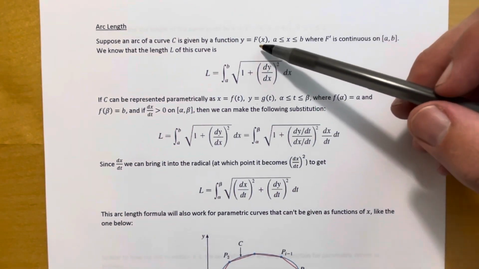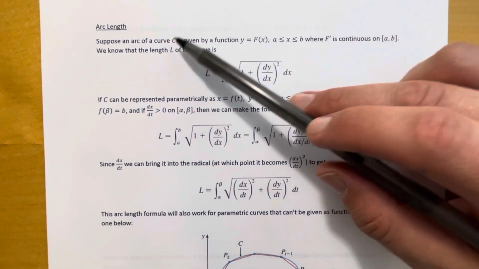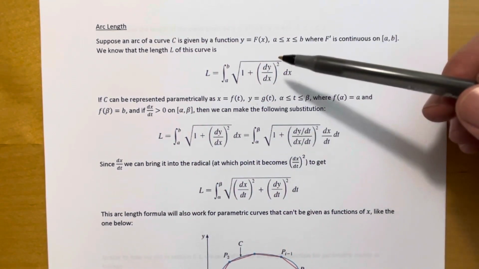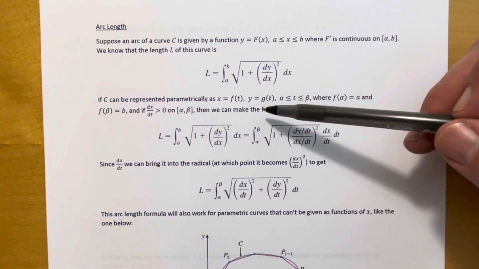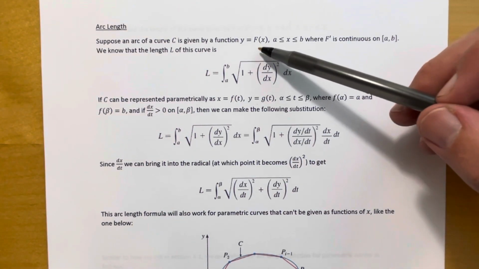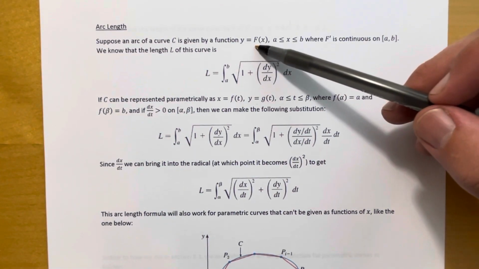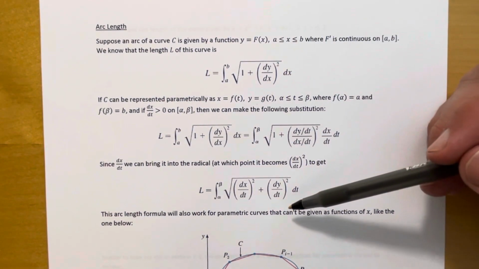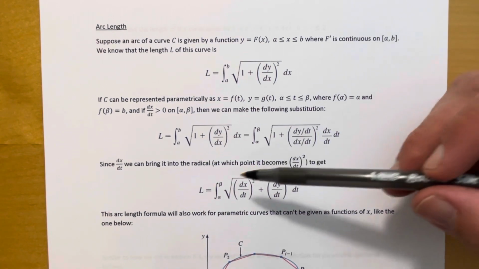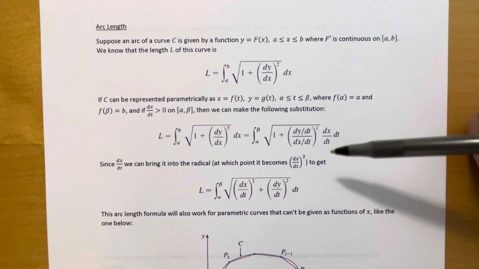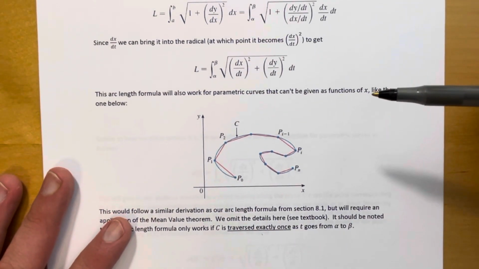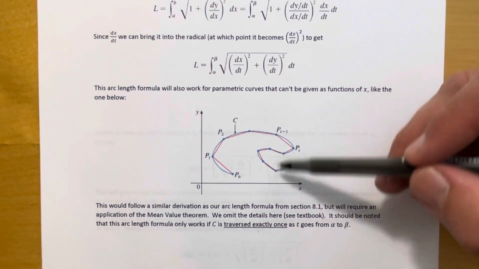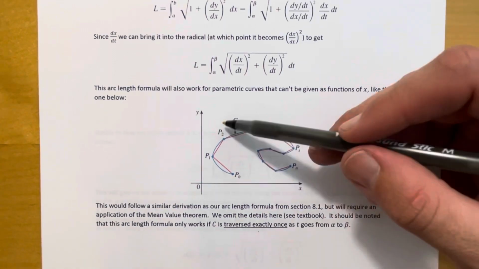Now I did make the assumption up here that our curve C was given as a function of x, and then we said, now let's shift over to a parametric version of that. But remember, that's restrictive because functions of this type have to pass the vertical line test. It turns out that this arc length formula still works for parametric curves that are not functions of x. So this is an example of one right here. This blue curve clearly fails the vertical line test in this area over here as well as over here.